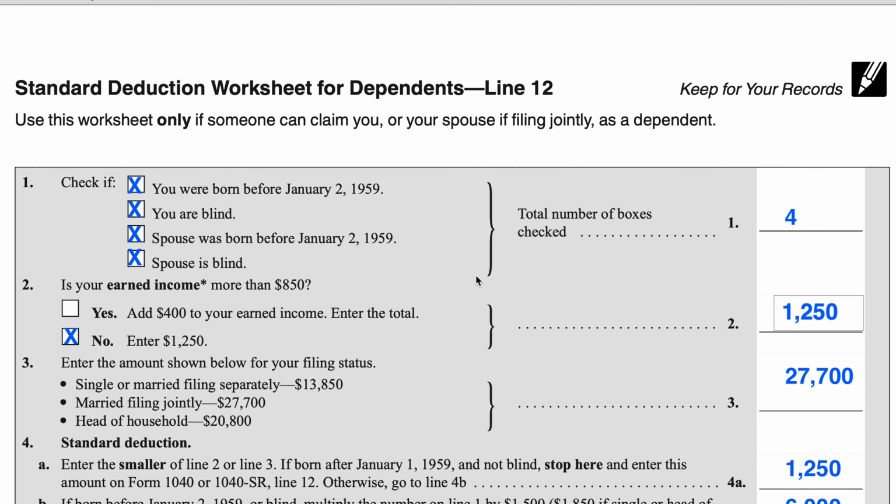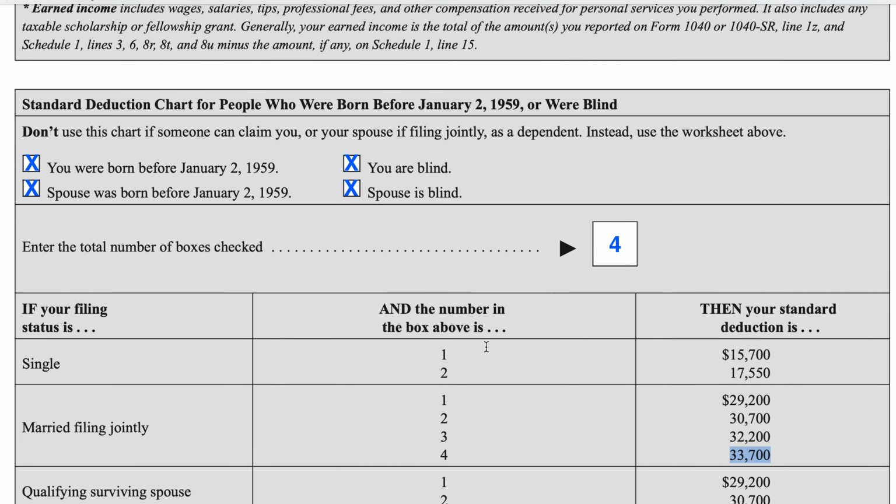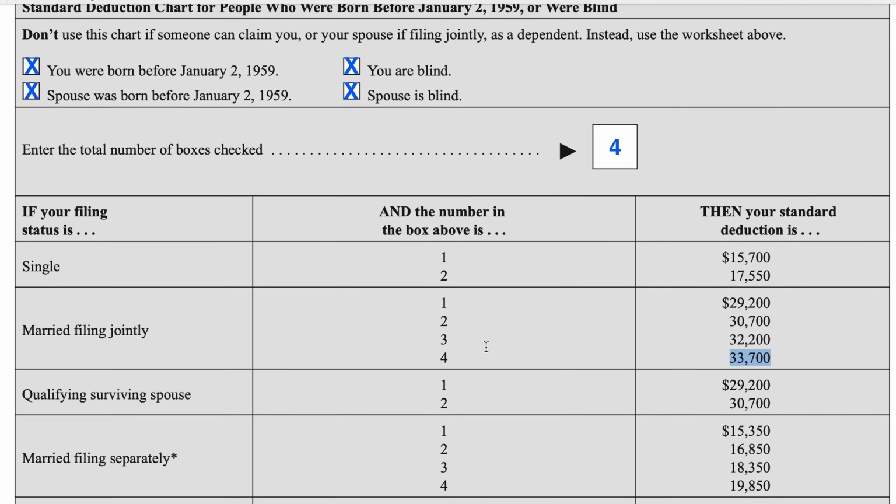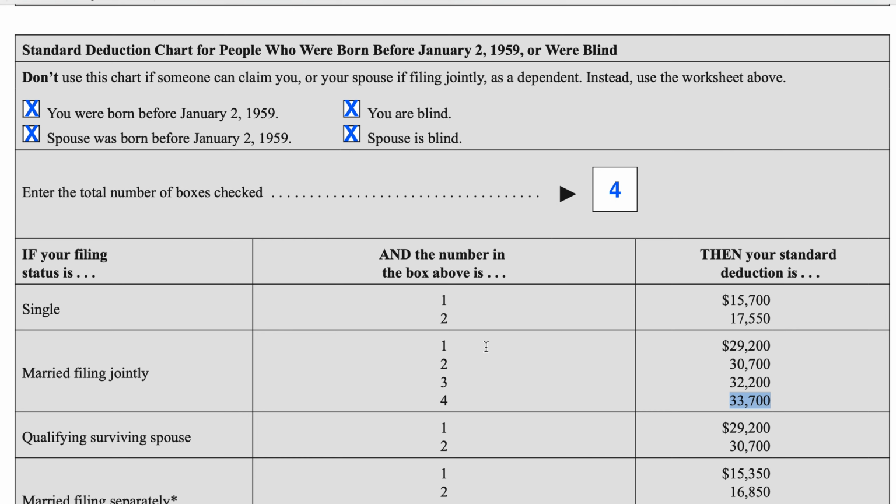And again, remember, on page 34, there are two different worksheets. You use only one. So you use one up here if you can be claimed on someone else's tax return, and then you use this other one down here if you cannot be claimed on someone else's tax return, but you were born either before January 2nd, 1959, or you're blind, or the same with your spouse. If one of those four boxes can be checked, then you would use this, and you would determine your standard deduction with that increased deduction.